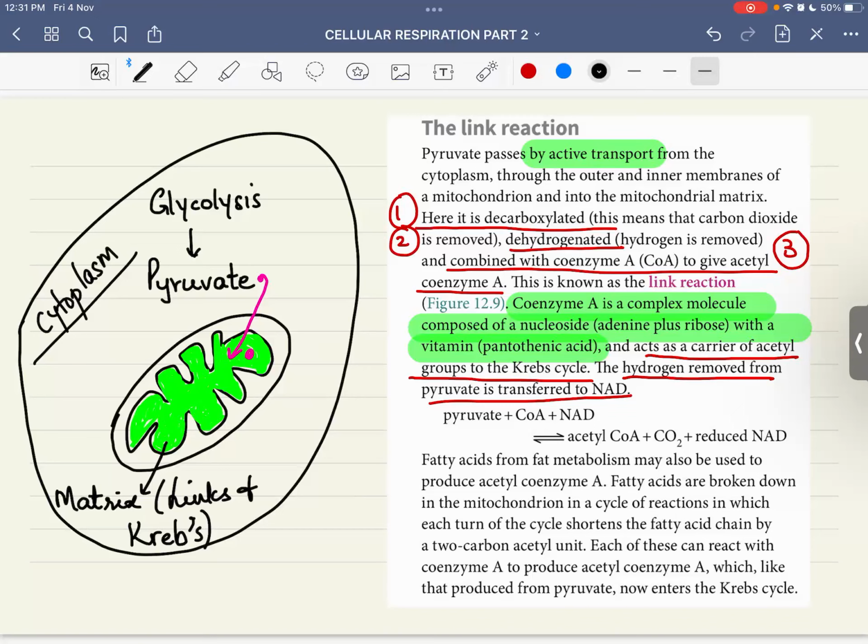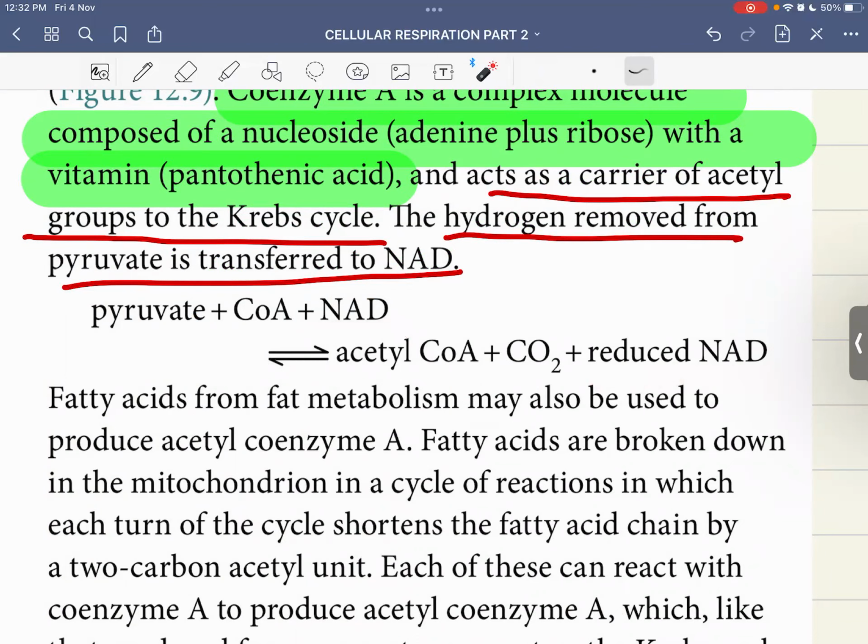Again the role of NAD will come here, because wherever you see dehydrogenation, which is removing hydrogens, NAD will surely come there to carry those hydrogens. So the reaction can be summarized as pyruvate plus coenzyme A plus NAD gives rise to acetyl coenzyme A plus carbon dioxide plus reduced NAD. Did you understand how reduced NAD was formed?